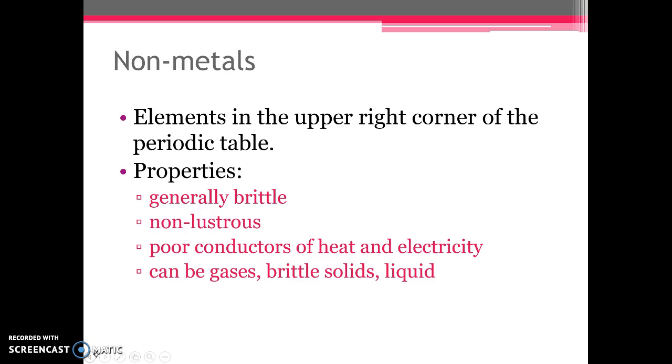Nonmetals are basically the opposite. They're the elements on the upper right corner of the periodic table. Their properties include that they are generally brittle, which means that they crumble or fall apart. They're non-lustrous, not shiny. They're poor conductors of heat and electricity, and they can be any state of matter, from gases, brittle solids, and liquids.